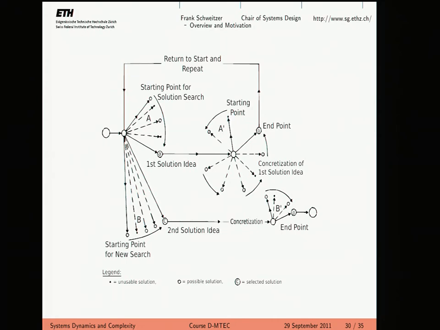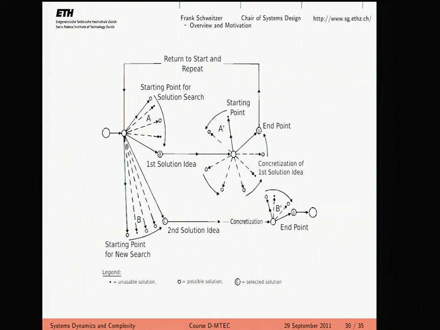The empty circles are possible solutions. The circles with a letter inside are selected solutions. So not just C, but also A and B would be selected solutions. And this dot is an unusable solution. So what it means essentially is the following. You start here. This is your starting position. Okay? You generate a lot of solution candidates, right? So this one is a possible solution. This one turns out not to be possible.